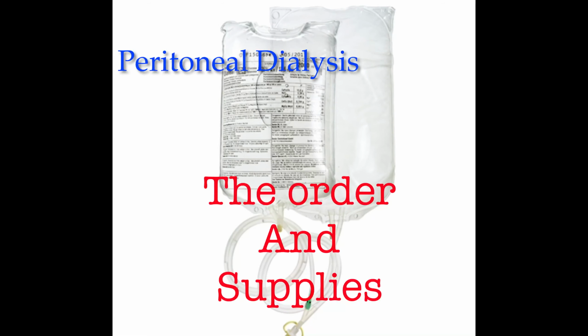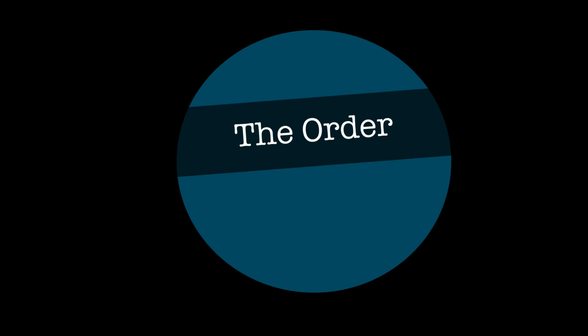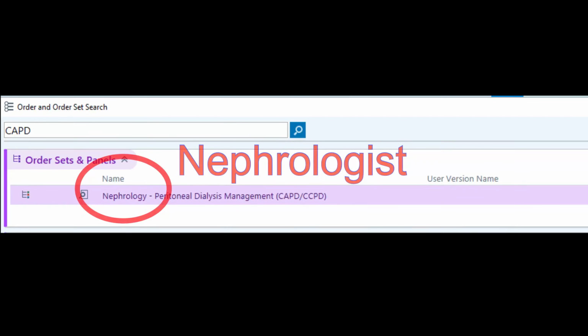In this video, we will discuss peritoneal dialysis. We'll take a look at the order in Epic and the supplies that we'll need in order to complete this procedure. Before we begin to gather our supplies, we'll need to look at our order in Epic. All orders for peritoneal dialysis must be entered by a nephrologist. If it's entered by any other physician or nurse, it is not a valid order.